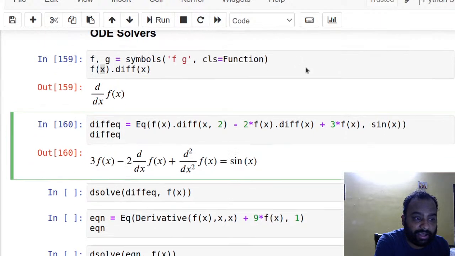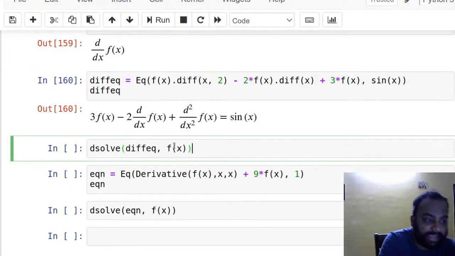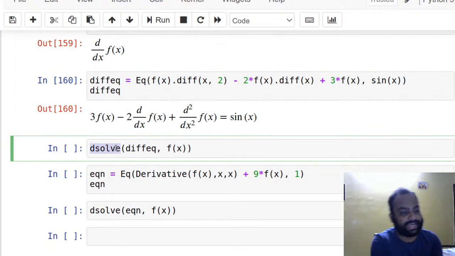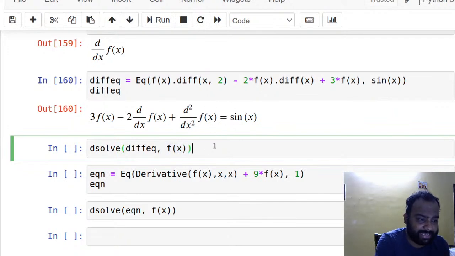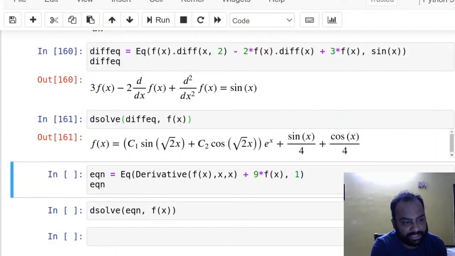Just keep in mind that since f and g are functions, f is a function here, we have to predefine that using a condition within the symbols function here. Now here the function is dsolve. So if I say dsolve, it will solve the differential equation. And now we are looking for f(x). We are trying to figure out what function f(x) there is for which this is the solution. And now this is going to give you the general solution of the differential equation, right? So both the complementary function and the particular integral will be added and it will be represented as a general solution. So this gives you the general solution of the differential equation.